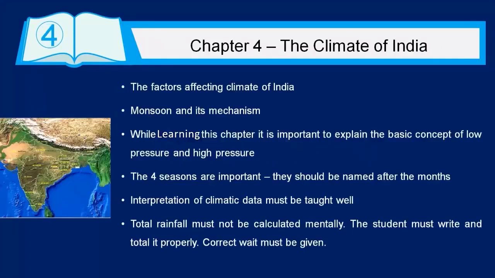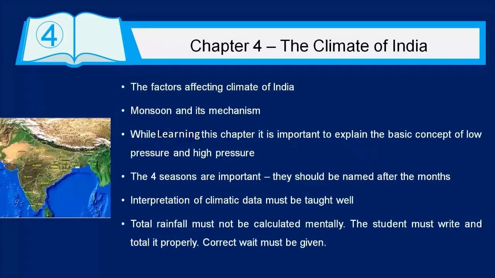The fourth chapter on climate is very important. The name of our climate is tropical monsoon climate. Many recent questions are based on factors affecting the climate of India. Hence, you must study the factors very well. The origin and mechanism of monsoon winds is related to high pressure and low pressure. Hence, it must be understood well.